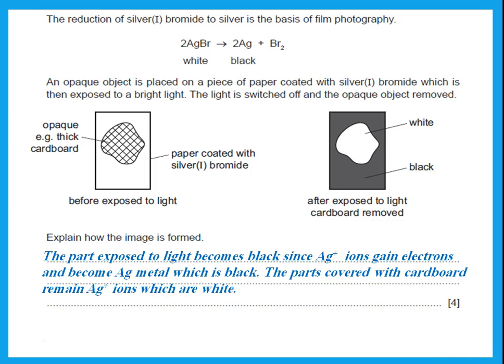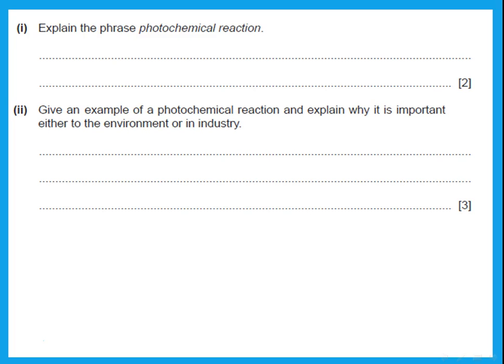So explain how the image is formed. We said the part exposed to light becomes black since Ag+ ions gain electrons and become Ag metal, which is black. The part covered with the opaque thick cardboard remains Ag+ ions, and that means it remains white. Explain the term photochemical reaction. Now I'm going to tell you again that a photochemical reaction is a reaction that requires the presence of light to make it faster. Any reaction that needs light to make it faster is called a photochemical reaction.